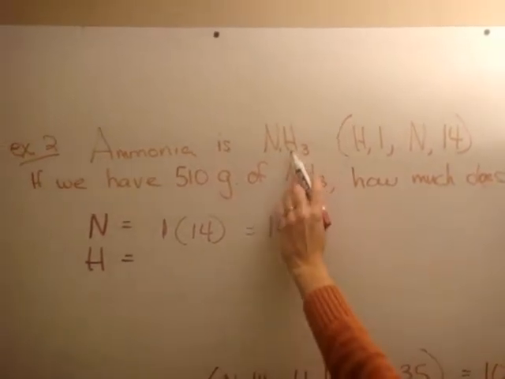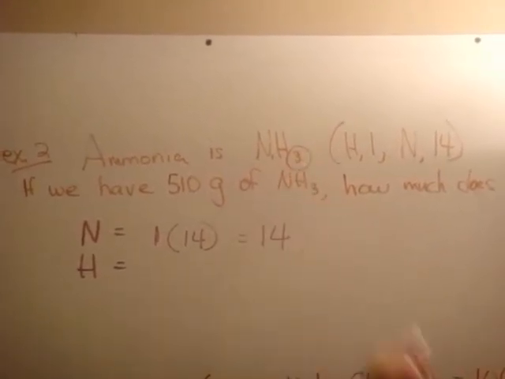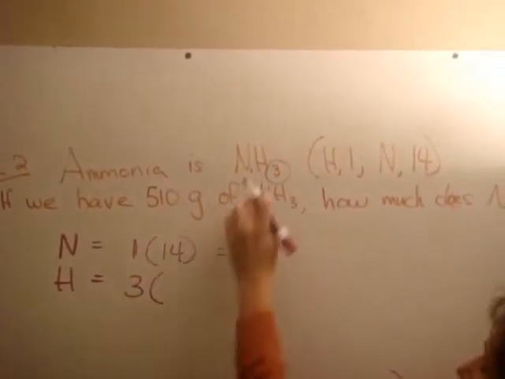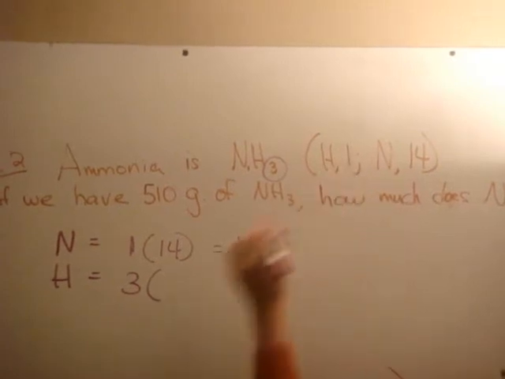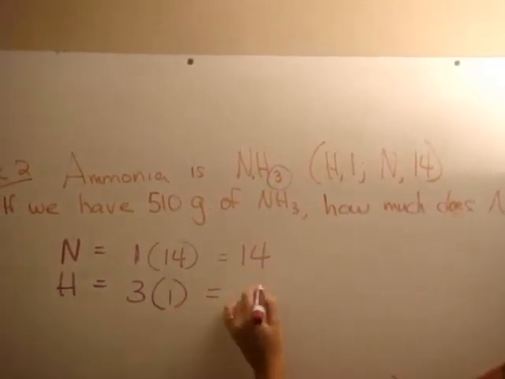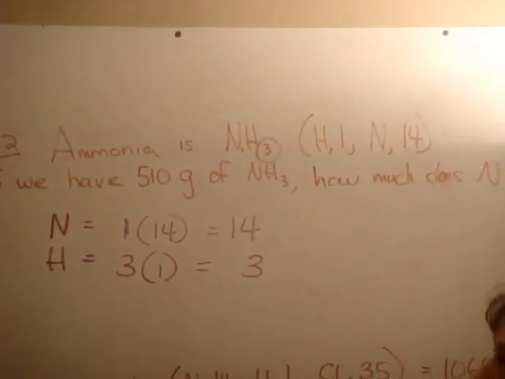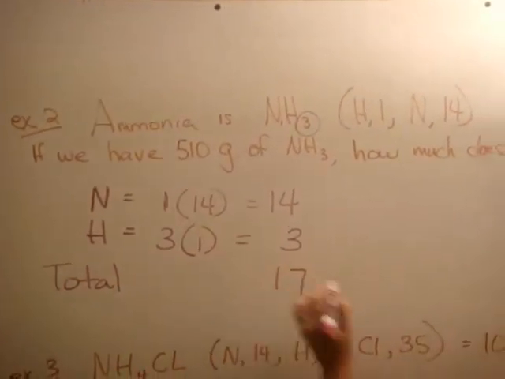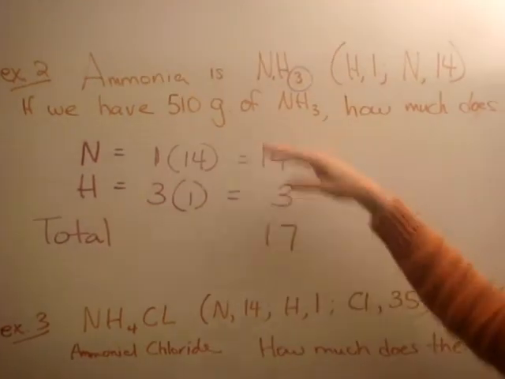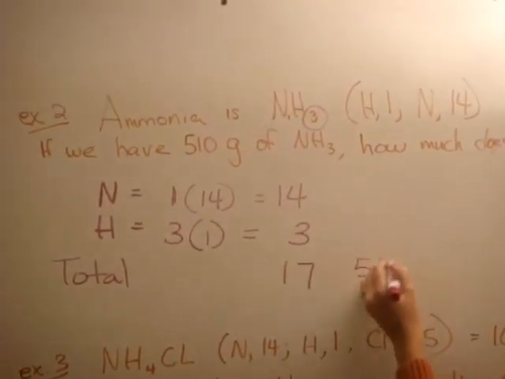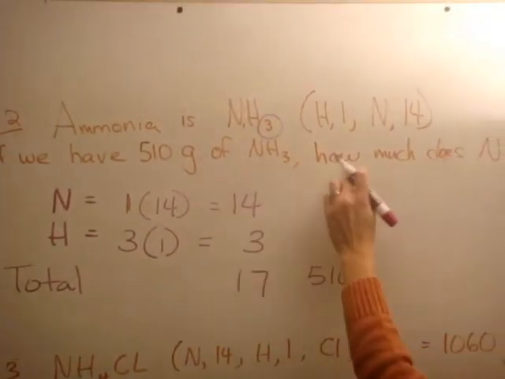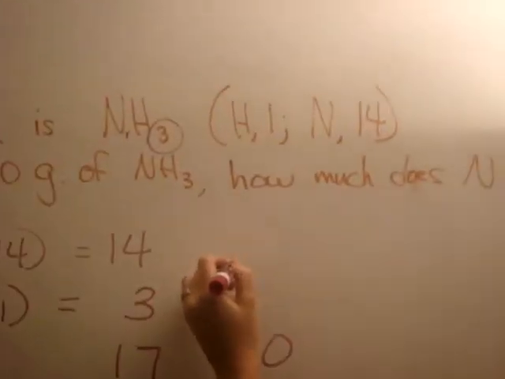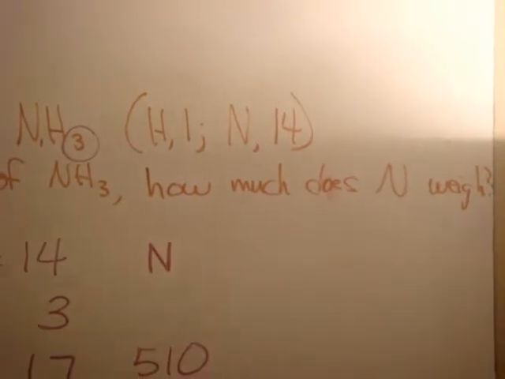Let's get a hydrogen. If you look at this little 3, it says that we have 3 hydrogen atoms. So we have to take 3 times the weight of the hydrogen, and hydrogen weighs 1. So it's just 3 times 1 equals 3. Once again, we write our total column here. Our total would be 17. And they're asking if we have 510 grams of ammonia, how much nitrogen do we have? So this time we don't know what nitrogen is, so we're going to put an N there for nitrogen.